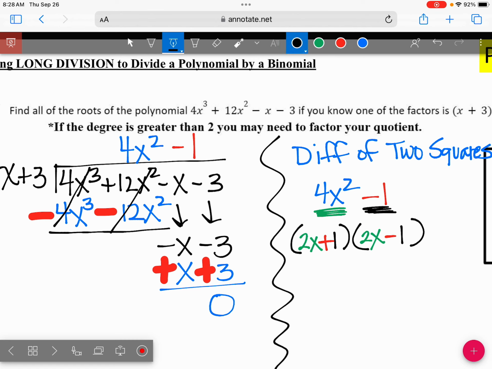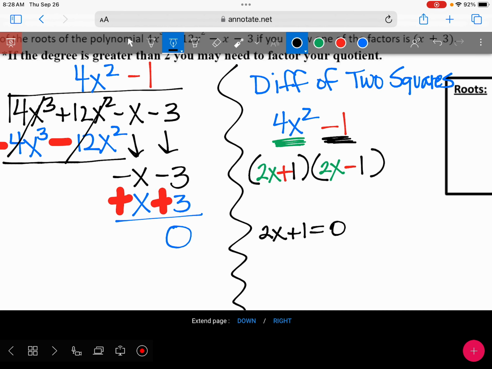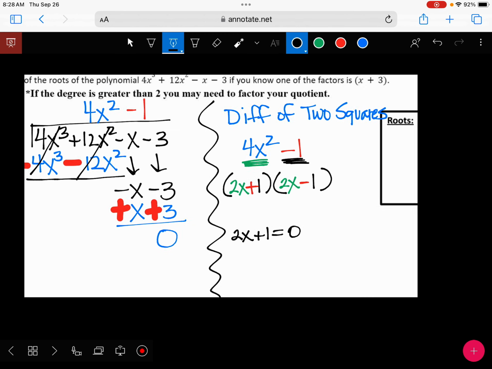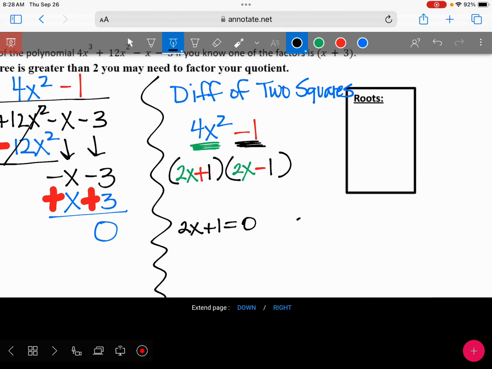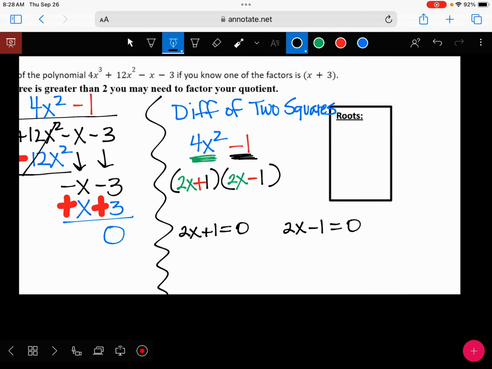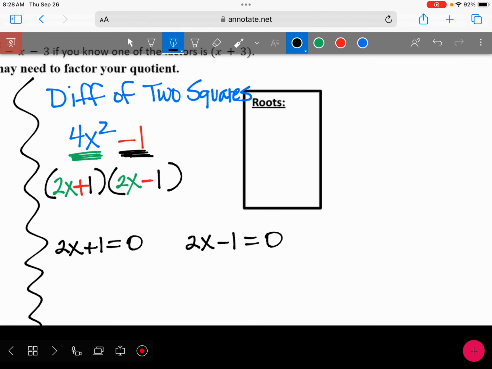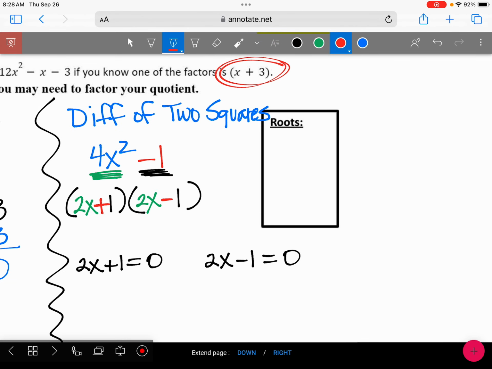All right, let's go ahead and set all three factors equal to 0. Take 2x plus 1, set that equal to 0. Take 2x minus 1, set that equal to 0. And then lastly, we got to do this factor that they gave us in the beginning. X plus 3, set that equal to 0. All right, go ahead and solve all three. And that would be your 3 solutions.